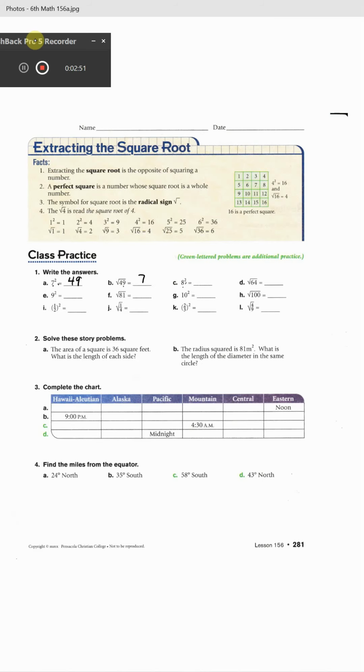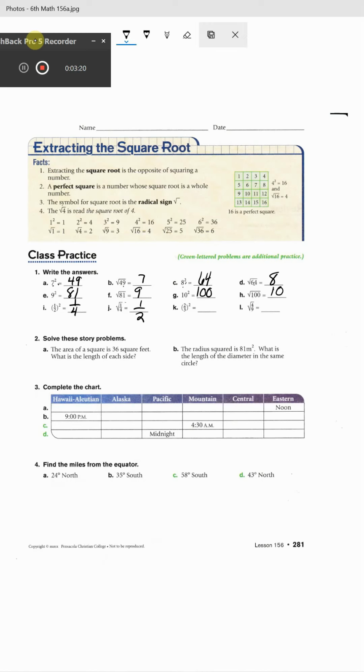8 squared would be 64. Square root of 64 would be 8. 9 squared would be 81. The square root of 81 would be 9. 10 squared would be 100. The square root of 100 is 10. 1/2 squared would be 1/4. The square root of 1/4 would be 1/2.